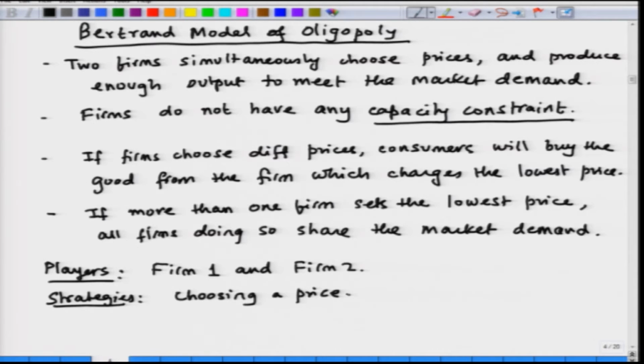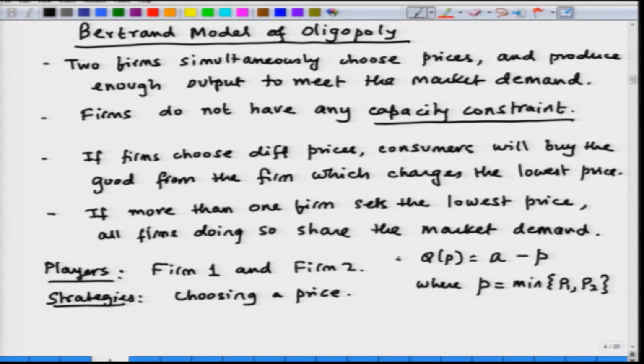So, firm 1 is going to choose a price which is P1, firm 2 is going to choose a price which is P2. We will talk about the payoffs in just a moment. Let us first write down what the demand curve is. The demand curve is given by Q equals A minus P, where P is the minimum of the price charged by the two firms. Recall that if firms choose different prices, consumers will buy the good from the firm which charges the lowest price. So, if firm 1 charges P1 and firm 2 charges P2, the actual price that the consumer will pay will be the minimum of P1 and P2.